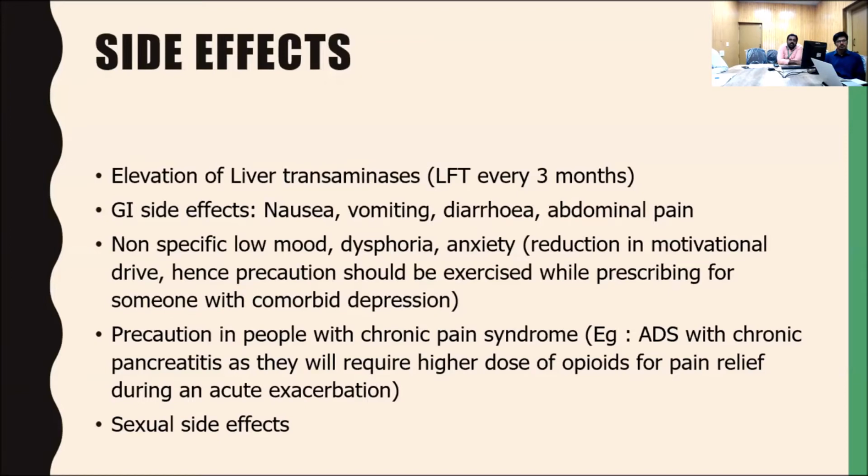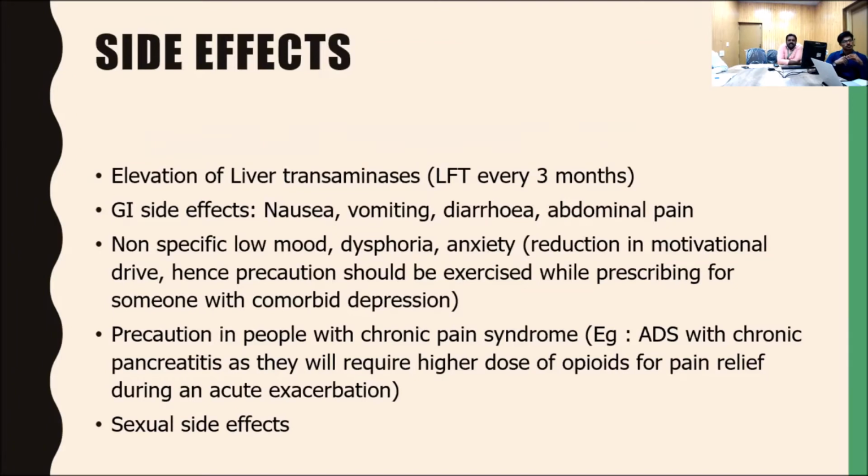There should be a precaution in people with any kind of chronic pain syndrome. One example that you would come across is someone with alcohol dependence and chronic pancreatitis. The issue is that naltrexone, since it's an opioid receptor antagonist, will block all the receptors. If there is an acute exacerbation of the pancreatitis, the pain will have to be managed with opioids, and they will not work because naltrexone is there on all the receptors. So this is the major issue.